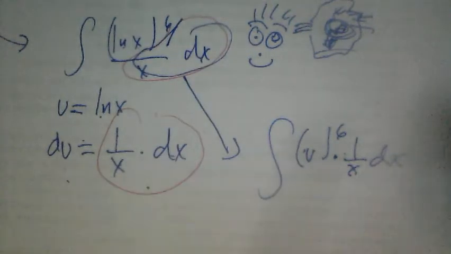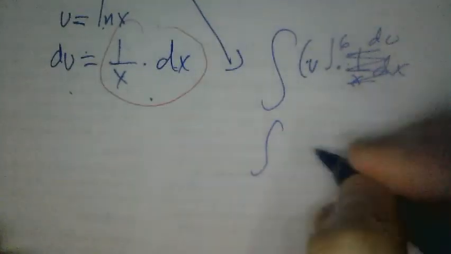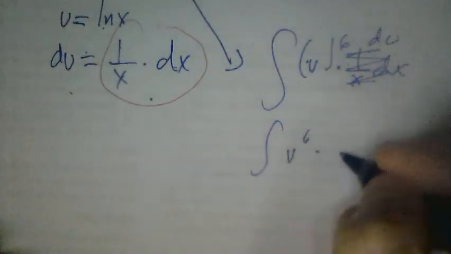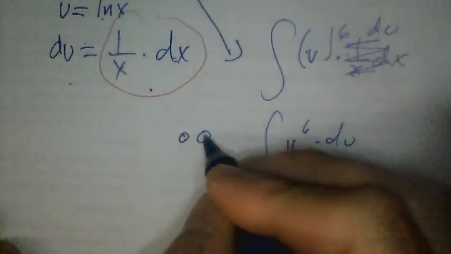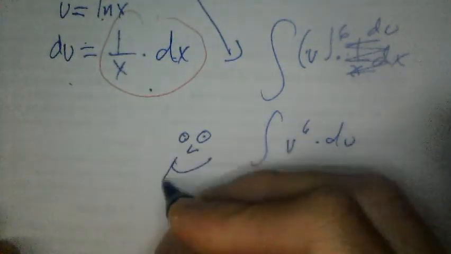And now I'm going to plug in my limits of integration. Excuse me, not plug in limits of integration. I'm going to resubstitute what u was. And if you recall, u was ln of x. So I get 1 over 7 times the natural log of x to the 7th power, plus c.